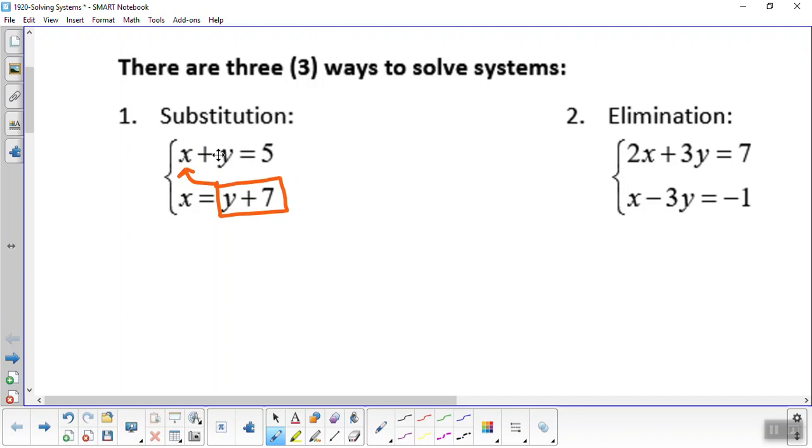So I'm going to now rewrite this and say y plus 7, and then we have plus y equals 5. Now I can combine my like terms. So y plus y is 2y. I still have my plus 7 is equal to 5.